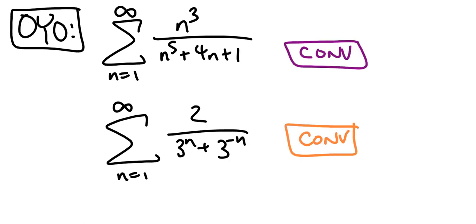Well, those are my answers. This purple series converges by comparing it to 1 over n squared. This is definitely smaller than 1 over n squared. And this series converges because these numbers are smaller than the sum of 2 over 3 to the n. And 2 over 3 to the n is a geometric series with a ratio of 1/3, and 1/3 is less than 1, and so these have to converge.